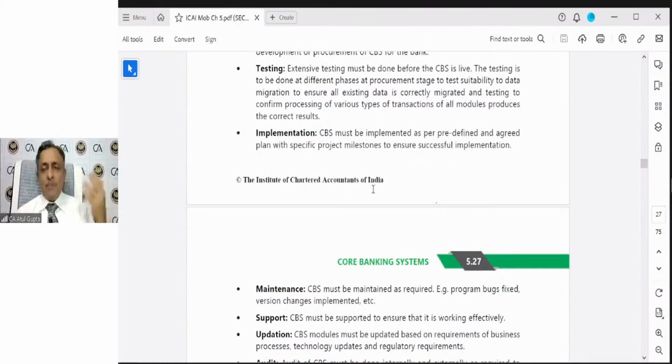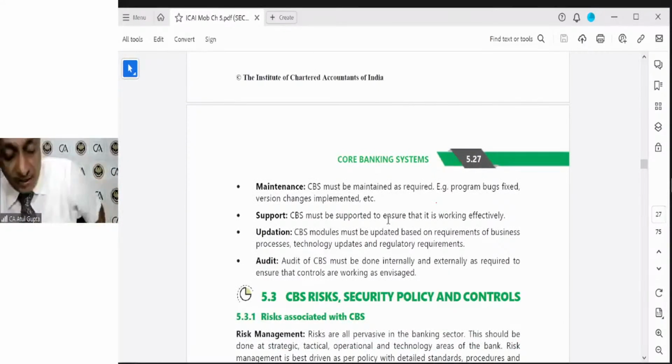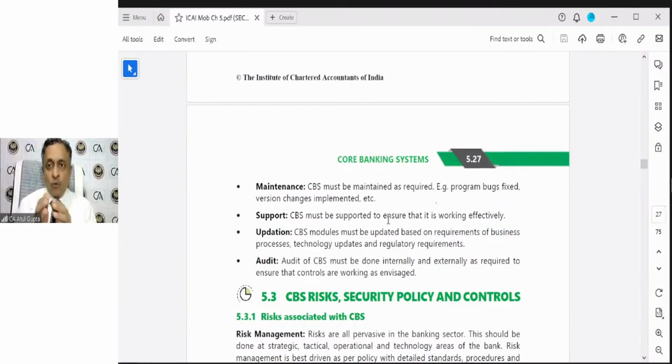And then implementing, once everything goes properly. Then maintenance. Yes, maintenance has to be done, because whatever core banking system you are going to use, you need to update yourself. The update may be necessitated by regulatory changes. The updates may also be necessitated because you decide to provide additional services.